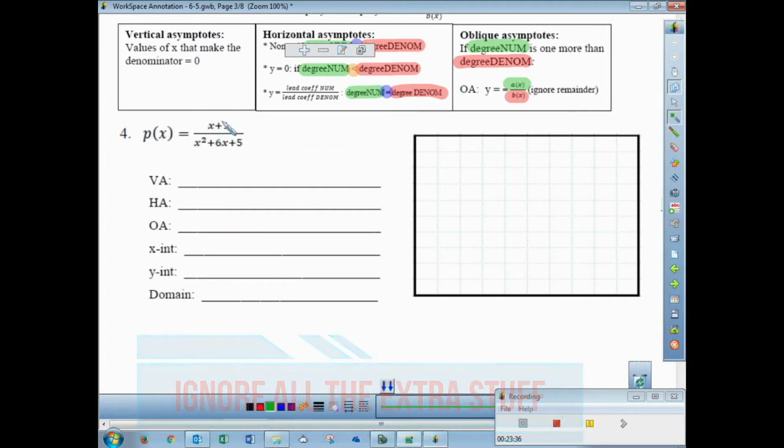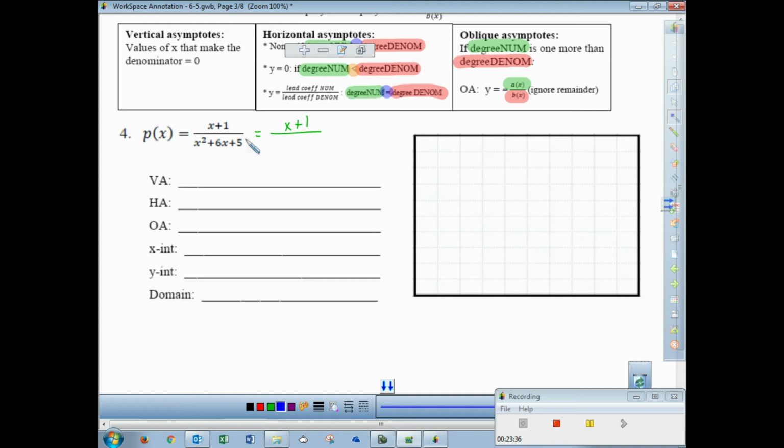Let's look at the actual function and see if I need to do some factoring. Do I need to do some factoring? Yes, in the denominator. Please find 2 numbers that multiply together to be 5 and add together to be 6.